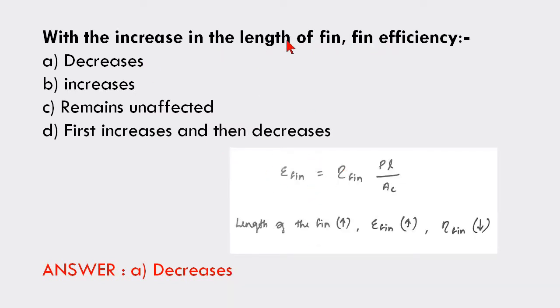So for the length of the fin, by using the effectiveness and efficiency relationship, effectiveness of the fin equals efficiency of the fin into PL divided by AC, okay? So the length of the fin is directly proportional to the effectiveness of the fin and inversely proportional to the efficiency of the fin. If the length of the fin increases, effectiveness of the fin increases and efficiency of the fin decreases. So from this question, what they have asked, with the increase in the length of the fin, fin efficiency decreases. So option A is correct.